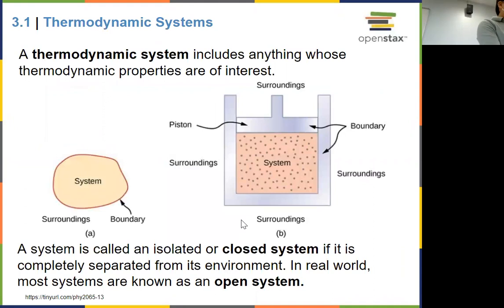So last time we talked about thermodynamic systems. Basically, the system that you are interested in, their thermodynamic properties, it's called a thermodynamic system. So you can have a closed system, you can have an open system, depending on if they are having boundaries, or heat exchange. If this is well insulated, then it's called a closed system. If it's open to the surroundings, in direct contact, then it's called an open system.